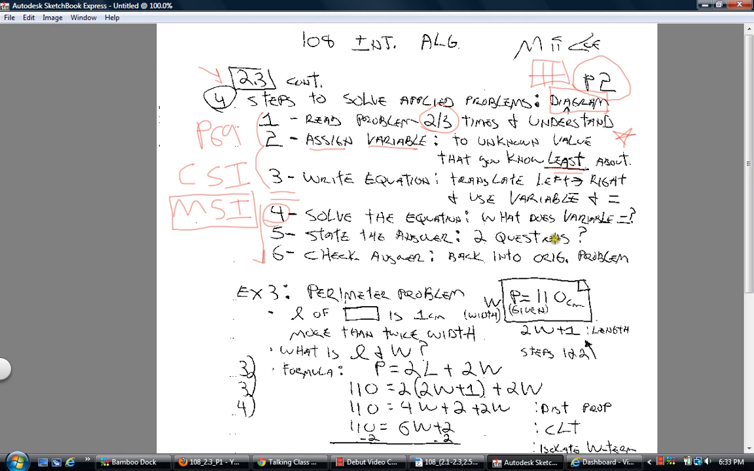Where there are 2 questions to it, where there are 2 parts, you got to make sure you answer the right question, and especially when you put them in MyMathLab. Finally, number 6 is to go check your answer. Make sure it goes back into the original problem and it works out.